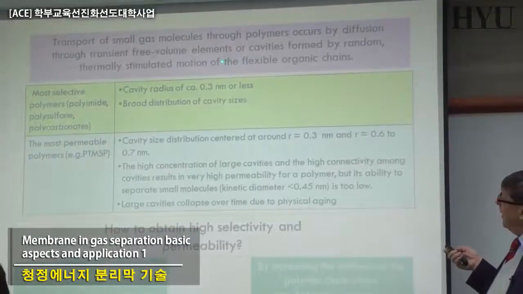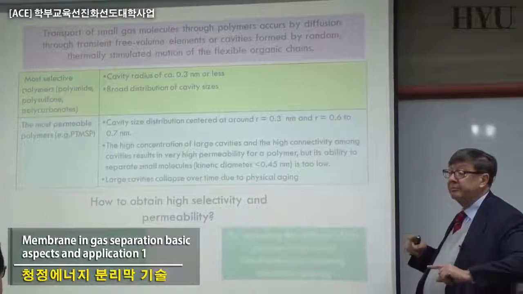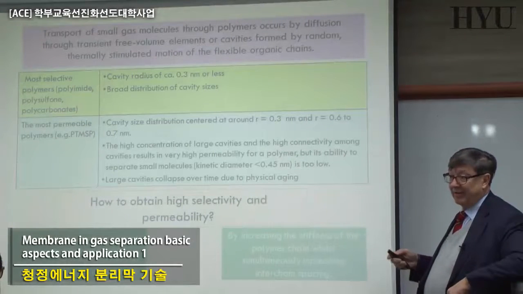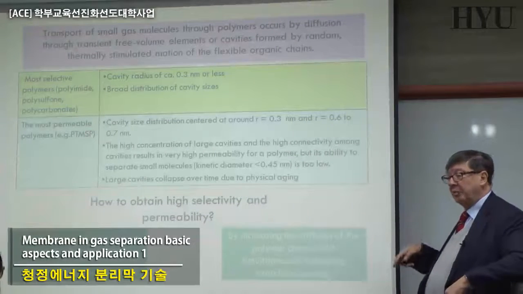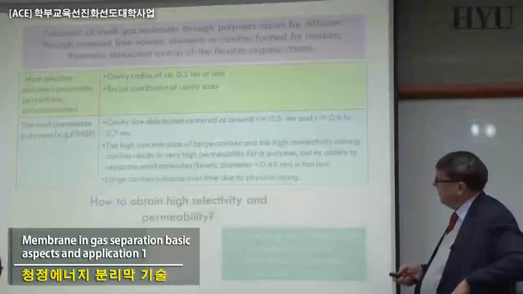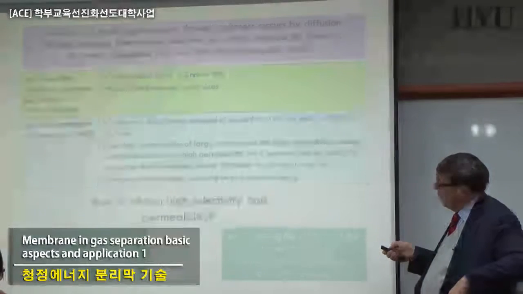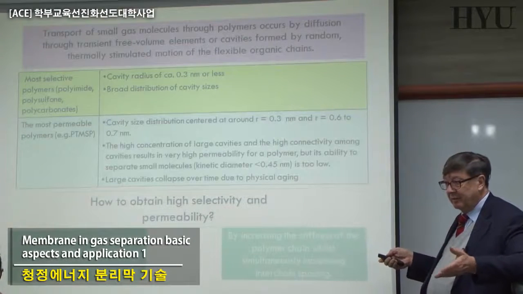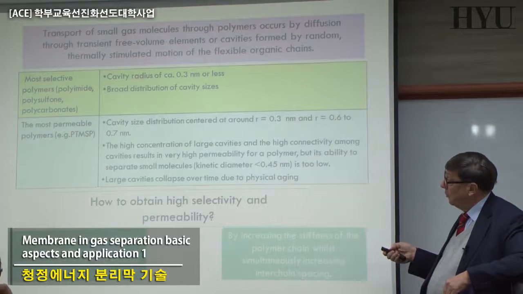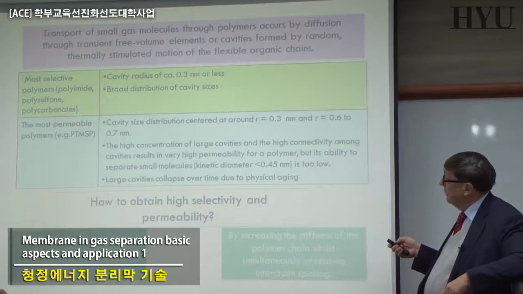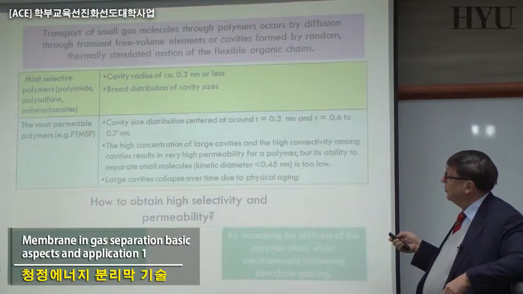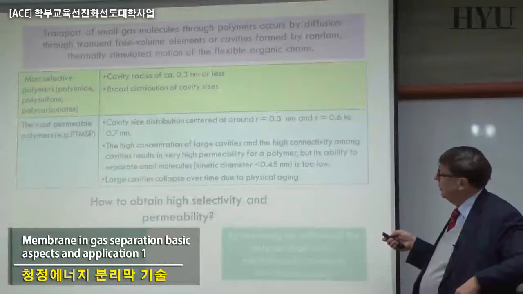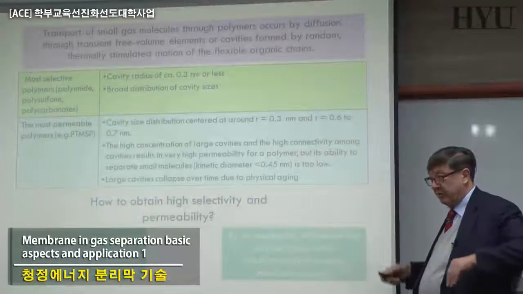In the meantime, we have to combine this flexibility with some kind of formation of rigid cavity that will be related to the selectivity of the system. So that will be the combination. And here you have, for example, in glassy material, the most selective material we have at the moment is a polyimide or polysulfone or polycarbonate. Normally they have a cavity of the order of 0.3 nanometer, or eventually lower than this number, and they have a broad distribution of the cavity size if you just make an analysis.